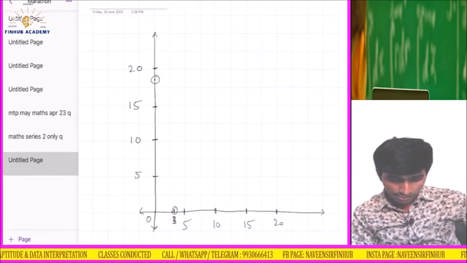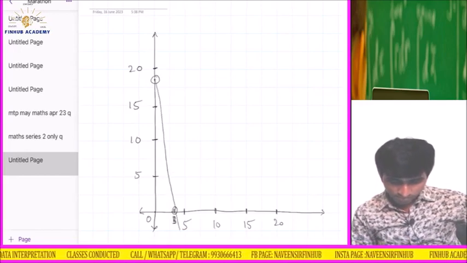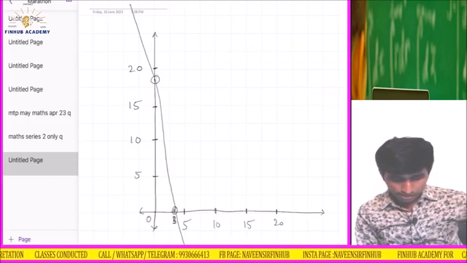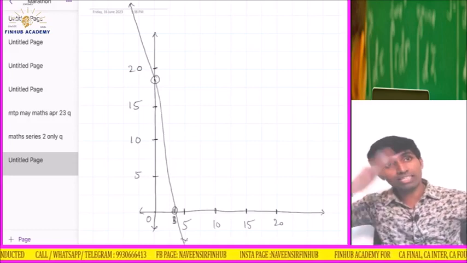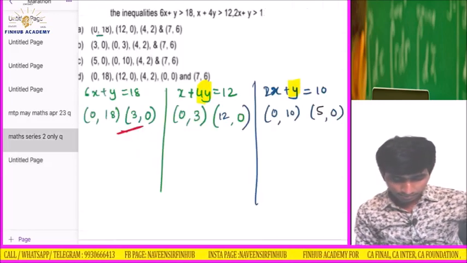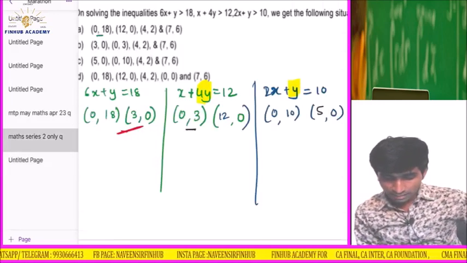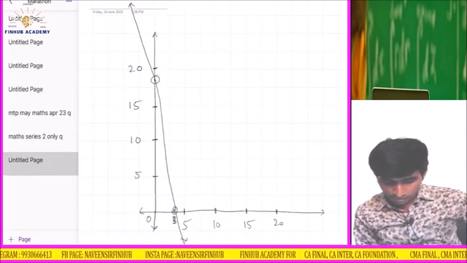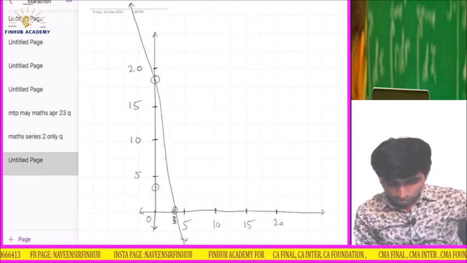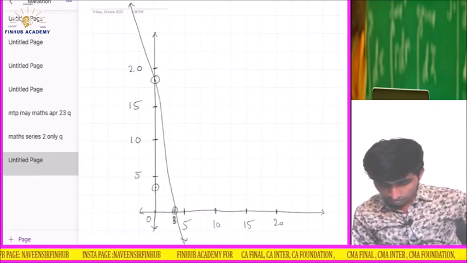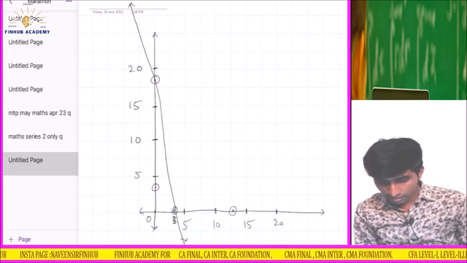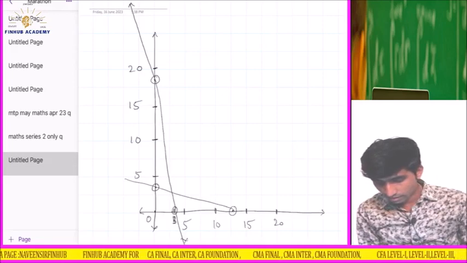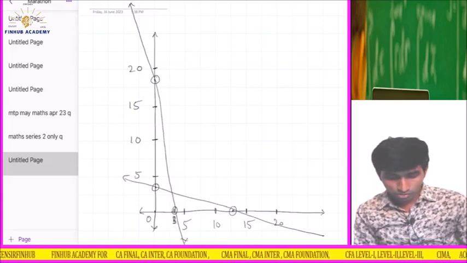So let's make a line, something like this. Okay, this is one line and it had a sign of greater than, so outside. Okay, next (0, 3), (12, 0). (0, 3) is somewhere here, (12, 0). So 12 is somewhere here. Okay, in between 12 is here. I'm making an approximate line, so don't mind this. Okay, somewhere here.